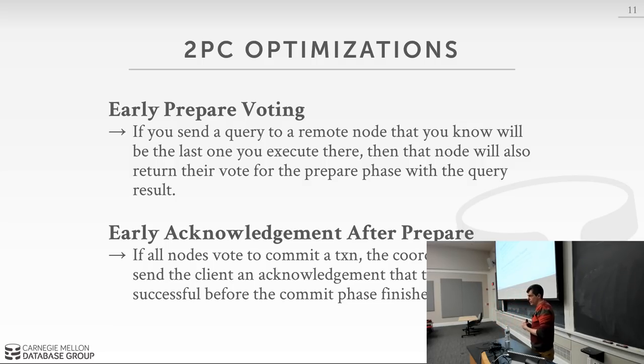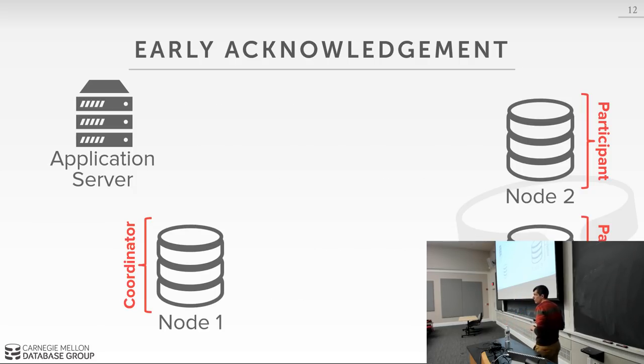Another way to optimize things is that instead of waiting for all the nodes to commit the transaction at the end of the second phase, you can send back the acknowledgement to the application server at the end of the first phase. As long as everybody agrees to commit and everything's been logged to disk, at that point the transaction is considered committed. And if I crash, I can always come back and put myself back in the correct state. So that's the second optimization.